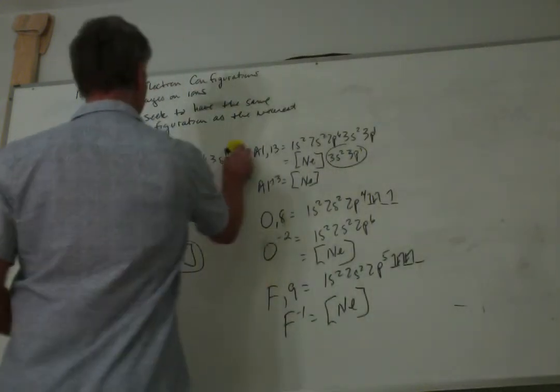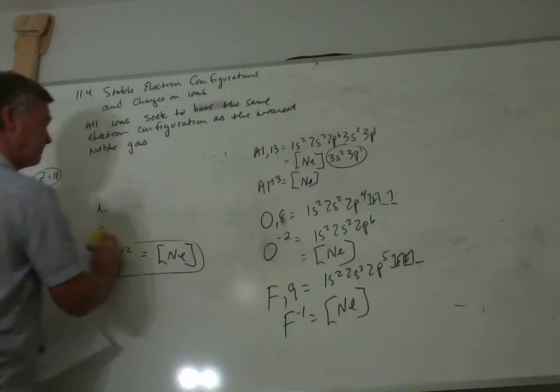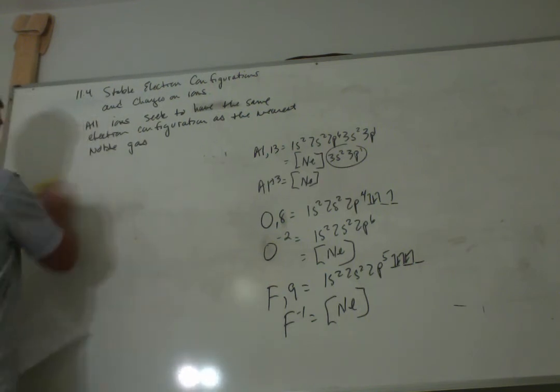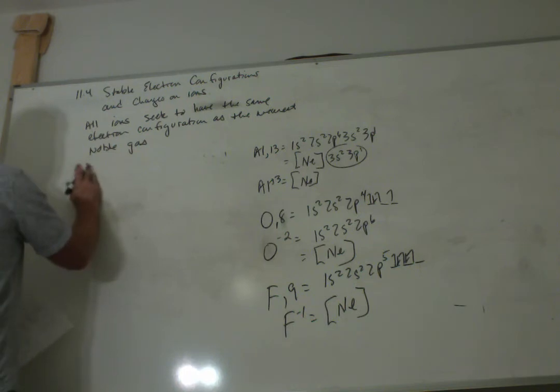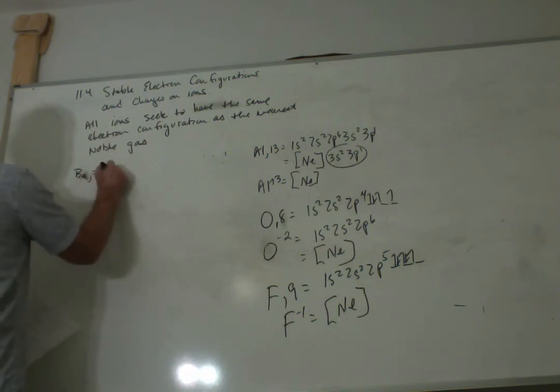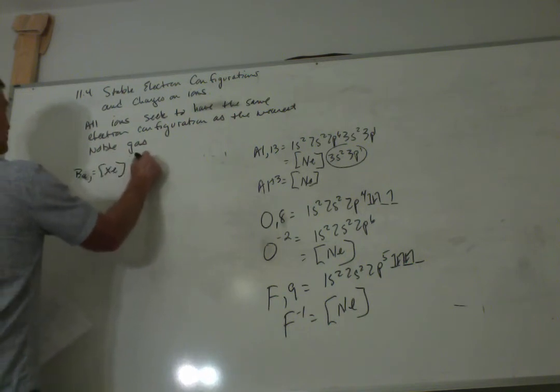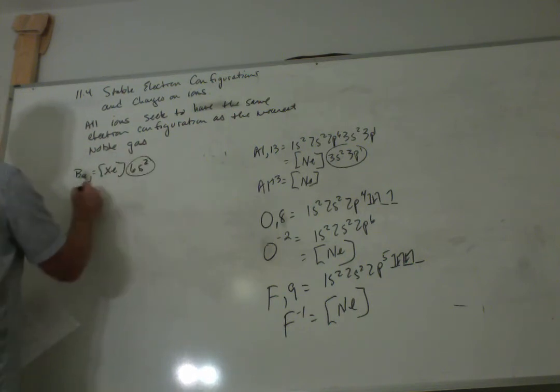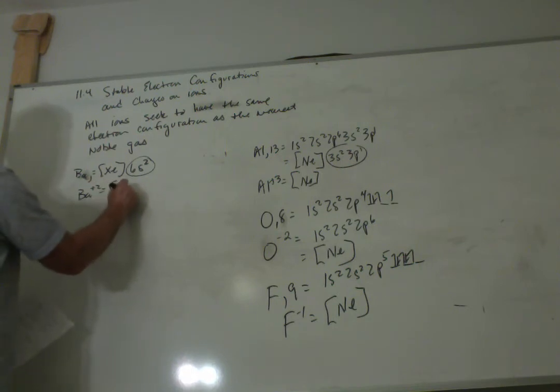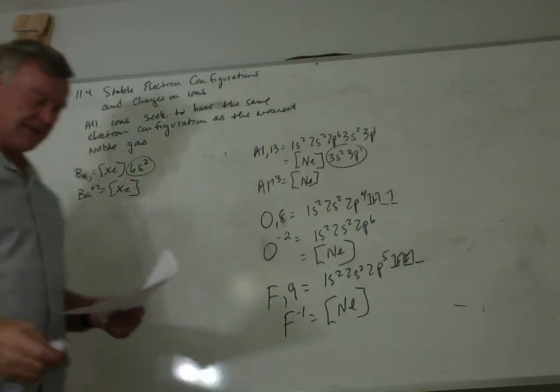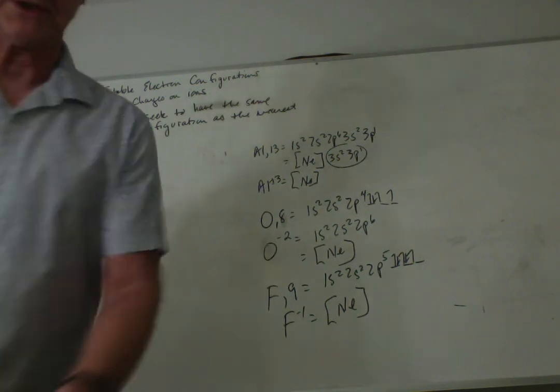If we took something like barium, which is number 56, that would be xenon 6s2, but it wants to lose those 6s2, so it'll become barium plus 2 so that it's the same as xenon.